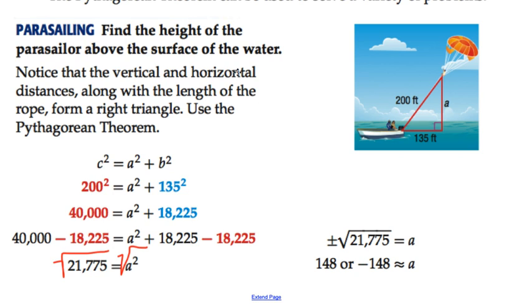Would it make any sense to have a negative distance in this case? It would not. So therefore, we're going to throw that answer out. Even though we recognize there are two answers, the one that makes sense is 148, the positive value.